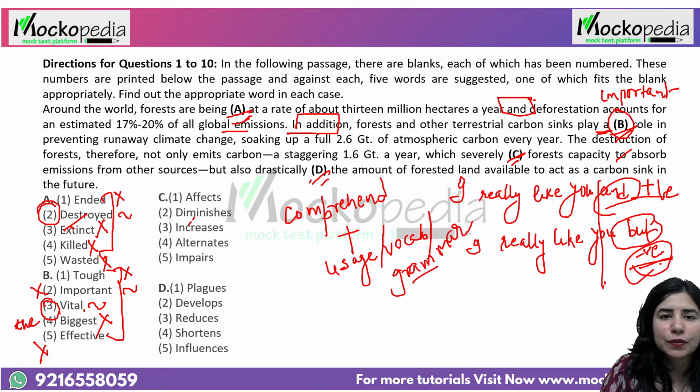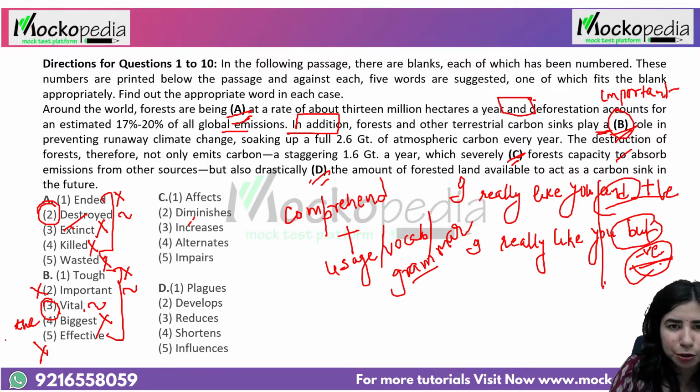Yeah. So let's further read the sentence. The destruction of forest therefore not only emits carbon, the staggering 1.6, staggering is huge, noteworthy, big gigaton a year, which severely dash forest capacity to absorb emission from other resources. So as we are able to see, dekho yahan par aap do usages dekh sakte ho.